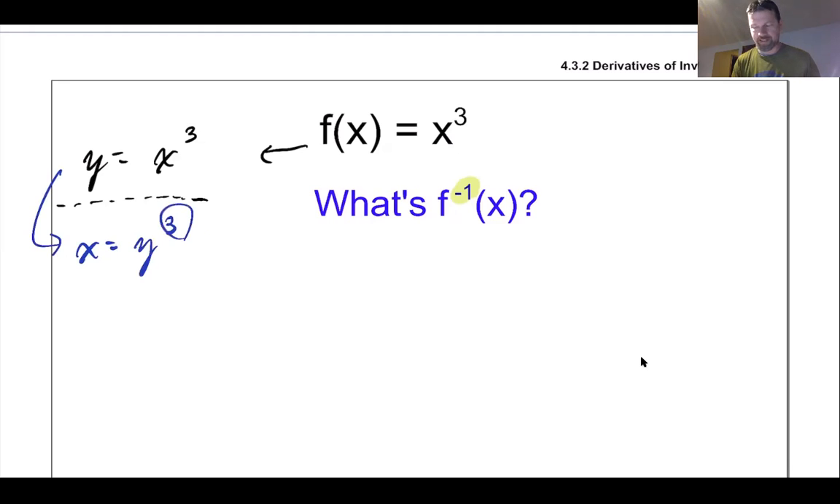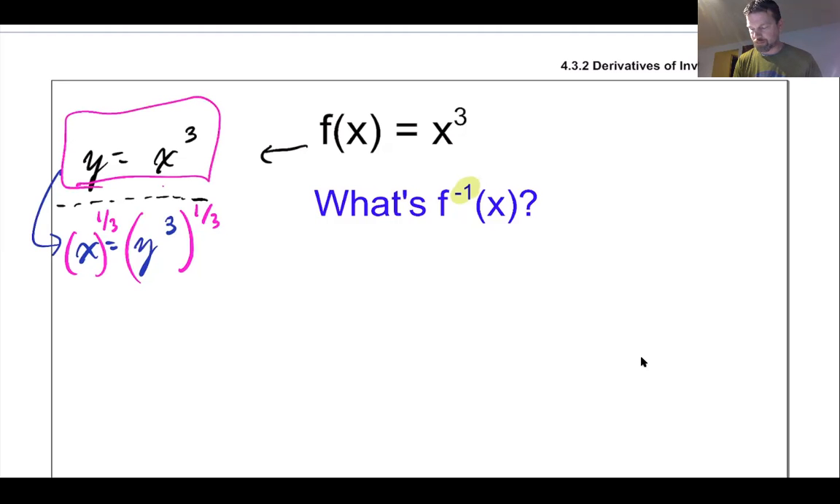I've got to get rid of that exponent. How do I get rid of an exponent of 3? Well, I take both sides to the 1/3 power. The reason we do that and the reason it works is, again, inverse functions undo each other. When I switch the x and the y and then solve for y, I'm literally undoing everything that had happened to the original one. In the original, you take some number and you cube it. So now I'm going to undo that by taking it to the 1/3 power, which is the opposite of cubing something. So I end up getting y is equal to x to the 1/3.